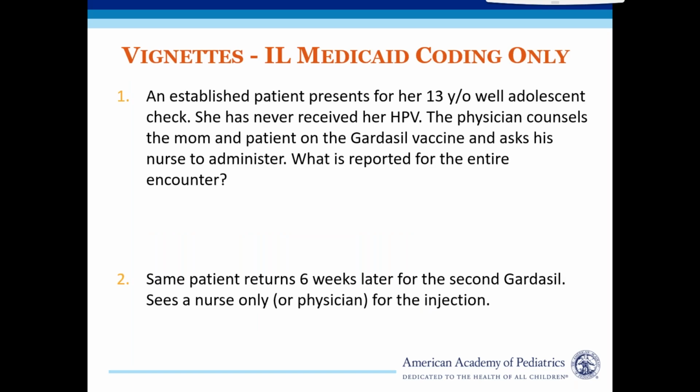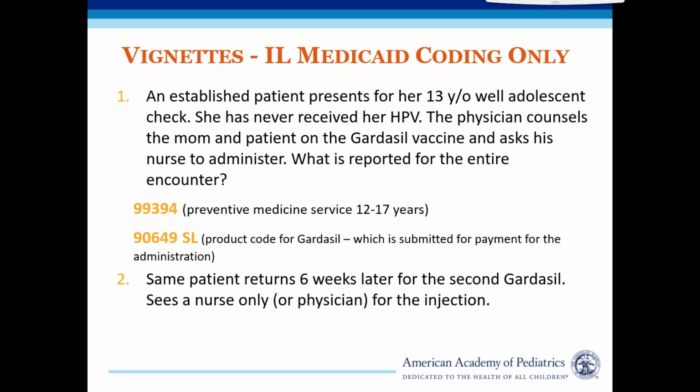But let's look at some vignettes for Illinois Medicaid, because as you know, it's different. So let's look at the first one here. An established patient presents for her 13-year-old well adolescent check. She has never received her HPV. The physician counsels and asks the nurse to administer. What is reported for the entire encounter? So of course, we're going to have our 99394 for our preventive medicine. And then because this is the HPV, you're going to report the 90649 SL.